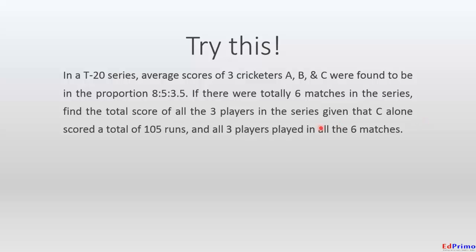Now before we move on, here is a quick question for you to try. In a T20 series, average scores of 3 cricketers, A, B and C, were found to be in the proportion 8:5:3.5. If there were totally 6 matches in the series, find the total score of all the 3 players in the series, given that C alone scored a total of 105 runs and all 3 players played in all the 6 matches.